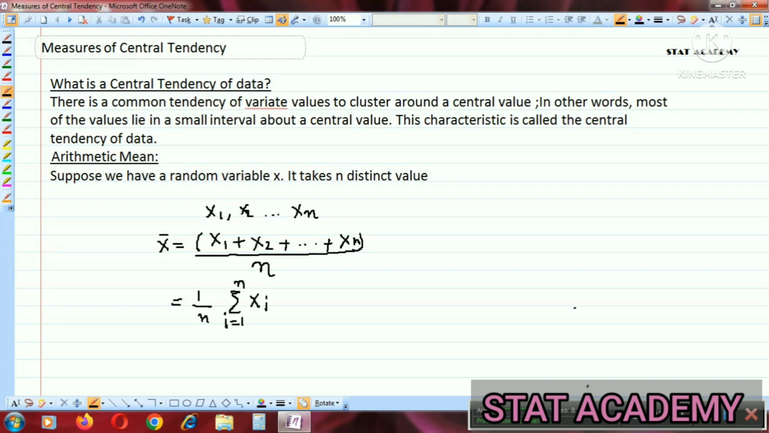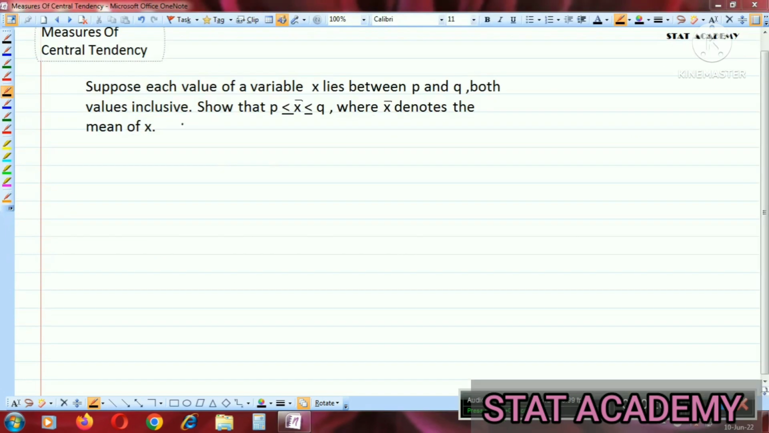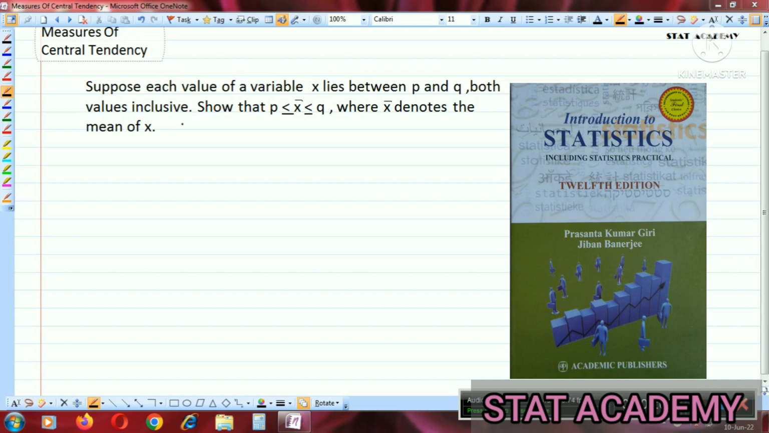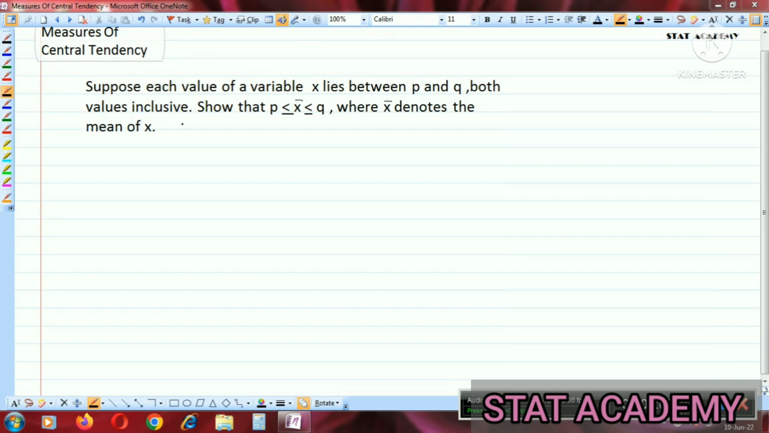Now move on to our problem, which is taken from the book Introduction to Statistics by Prashant Kumar Giri and Giri Banerjee. The problem is taken from the chapter Measures of Central Tendency of class 11. The statement of the problem is: suppose each value of a variable x lies between p and q, both values inclusive. Show that p is less than or equal to x bar, which is less than or equal to q, where x bar denotes the mean of x. So let us take the values of the variable as x1, x2, up to xn.